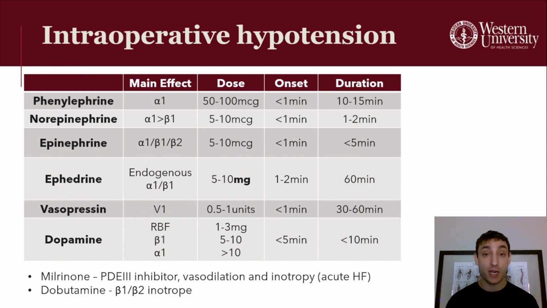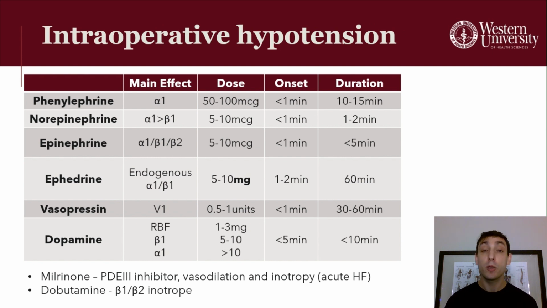You can also give vasopressin, which can vasoconstrict with the V1 receptor. The V2 receptor is the one that has to do with the kidneys. You can also consider dopamine. Just note that it is very dose specific. Low dose, it more so functions to increase renal blood flow. Medium dose, it's more beta 1. Higher dose, it's more alpha 1.